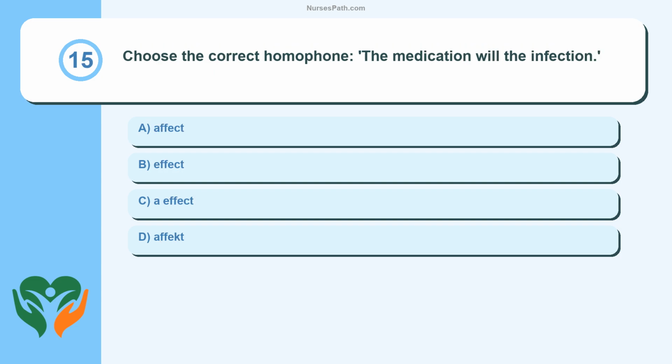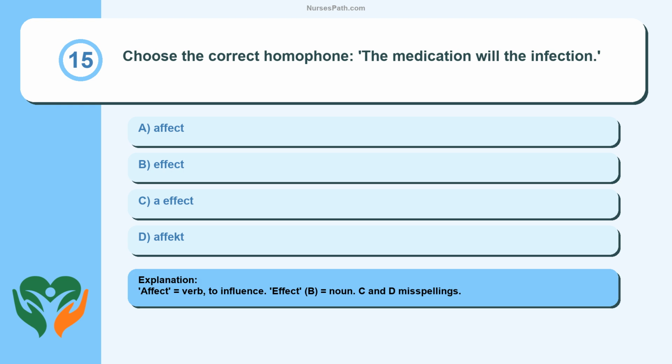Question 15. Choose the correct homophone. The medication will ___ the infection. Affect, effect, and misspelled variants. Affect equals verb, to influence. Effect, B, equals noun. C and D are misspellings.